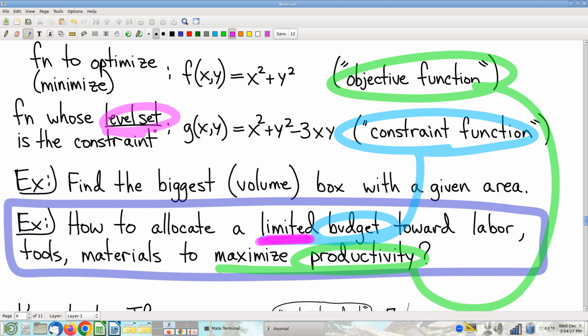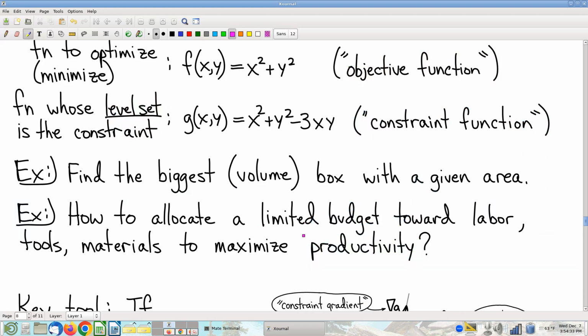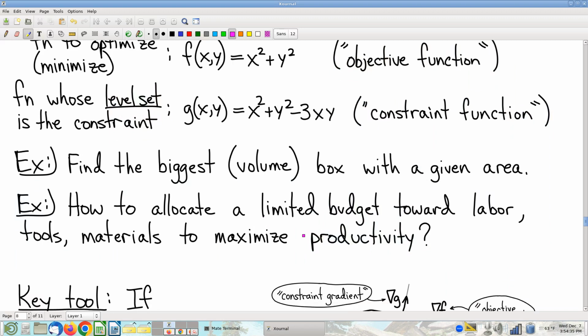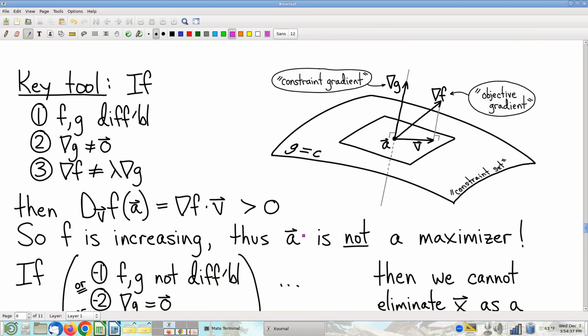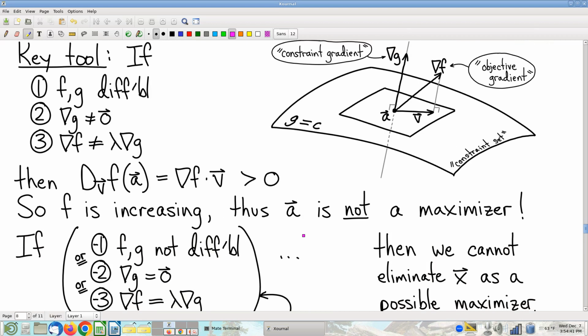Okay. So, constrained optimization problems are all over the place in the real world. Let's talk now about how to solve them. Big picture. The tool that we're going to use to do constrained optimization, the primary cornerstone underneath it all, is a process of elimination, just like unconstrained optimization.